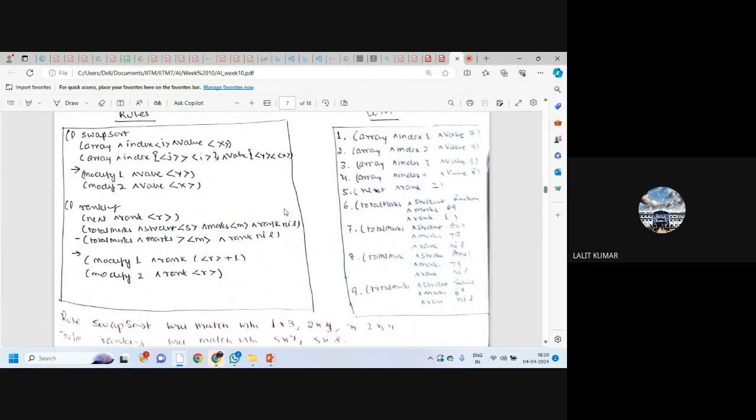I will request all of you to open the lecture PPT and devote around 2 minutes to see these rules and this working memory. These are the 10 working memory elements, and try to identify which rule is matching with which WME. So I request you to take 2 to 3 minutes and learn on your own, please.